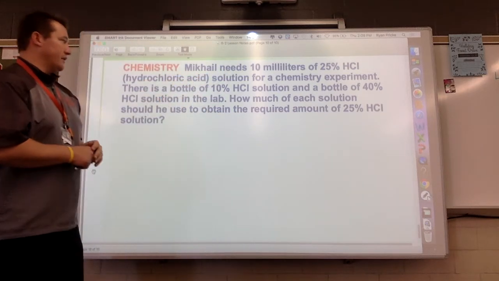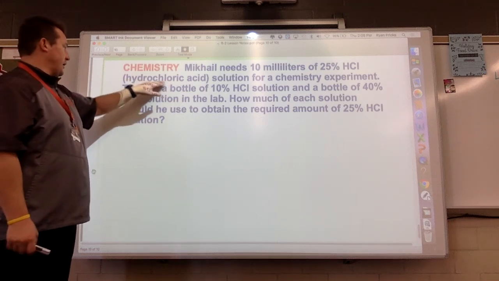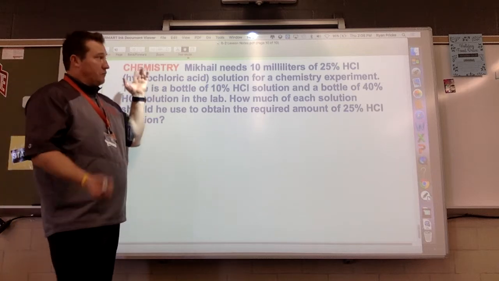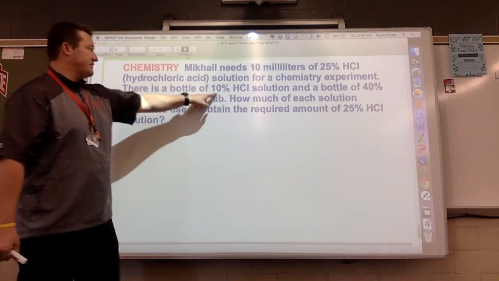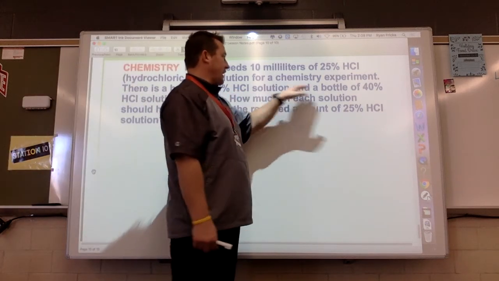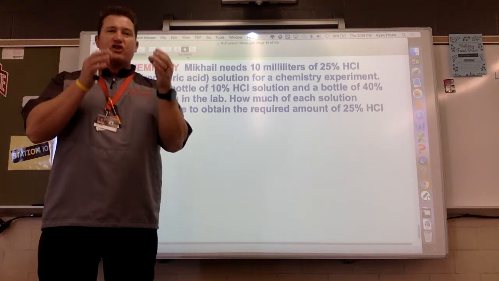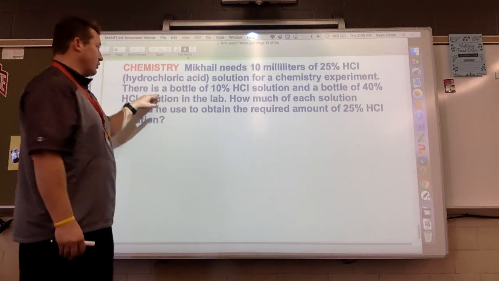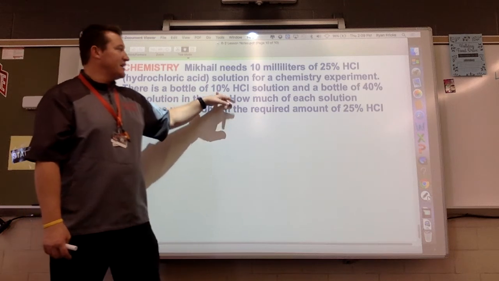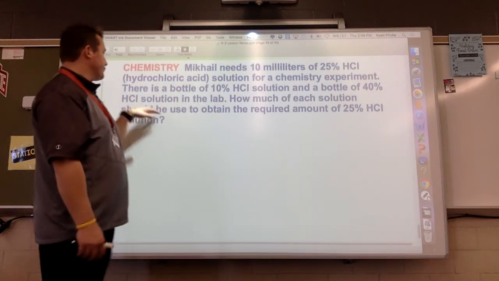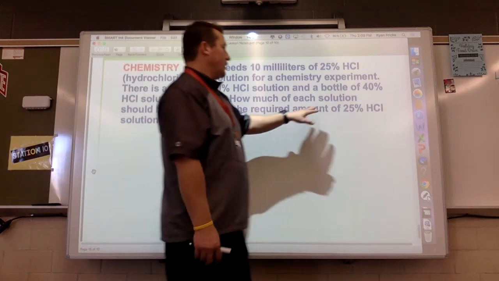Mikhail needs 10 milliliters of 25% HCl, which apparently is hydrochloric acid, for an experiment. Okay, that's what he needs. He has a bottle that's 10% hydrochloric acid and a bottle of 40% hydrochloric acid, meaning the mixture itself is not pure hydrochloric acid, like 100% pure. No. This one is diluted down to 10%. The other one's diluted to 40%. How much of each should he use to obtain the required amount of 25%?